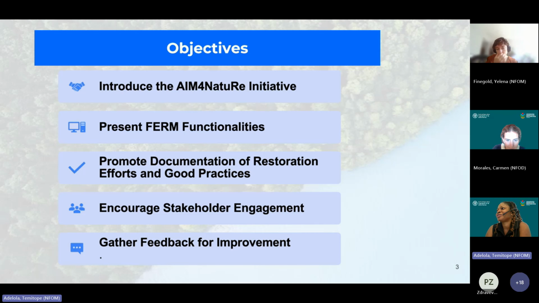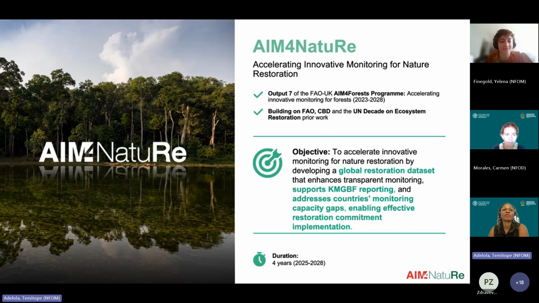First, I'll try to introduce the objective of today. My colleague Carmen already did a brief introduction, which Yelena will speak more about in her presentation. For the objective, we're trying to understand more of the Aim for Nature Restoration initiative, and also to understand the introduction to FERM and its functionality in reporting on area under restoration for Target 2 and the UN Decade, and also to promote the documentation of restoration data and good practice across both GCF and GEF funding mechanisms, and also to encourage stakeholder participation in making this data available and understanding which stakeholders to engage as well, and also to gather feedback from you for the improvement of the FERM functionality. So now I'll pass it over to Yelena to give us an insight into the Aim for Nature Restoration. Over to you, Yelena.